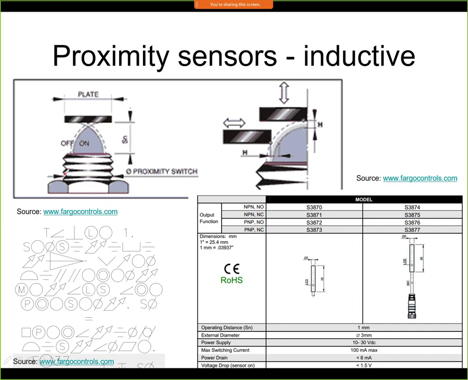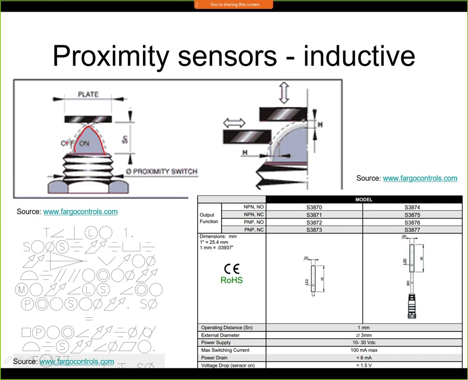Let's take a look first at this picture here on the left. Here we see the detection zone of an inductive proximity sensor. So here is the object that we are detecting. Here it's called the plate, because it's typically a plate of metal, a box or a tooth that you use for detection. Here is the shape of the detection zone. This is the shape of the magnetic field where we detect the presence of the object.